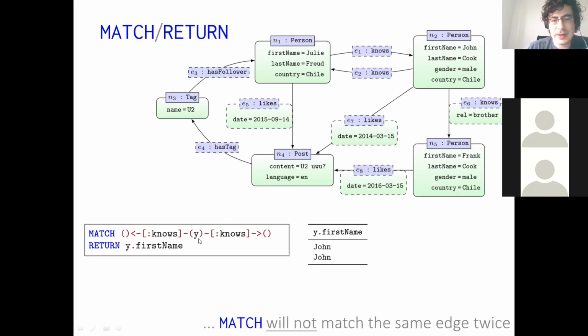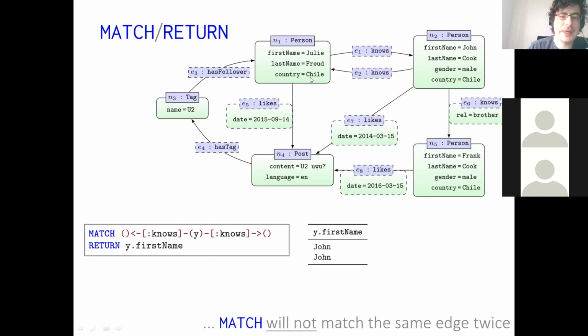Now the question is, what about this one? If we have Y knows something, it says exactly the same thing, right? So we could think N1 knows N2, which would match this again, but we have N2 and N2 used here, and we match the same edge here and here, which is the edge E1. And in Cypher, match will not allow you to use E1 twice in the same result. So if we match this to E1, we can't match this to E1, or if we match this to E1, we can't match this to E1.